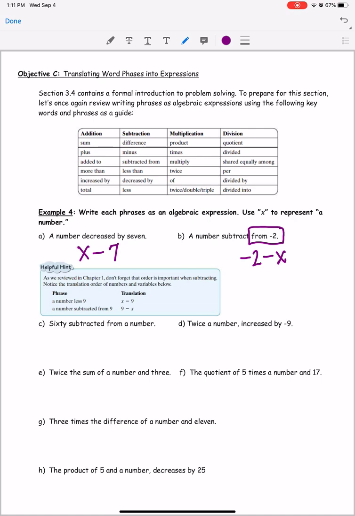Okay, so for example, 60 subtracted from a number. There's that word again. Because it is from, we have to start with a number and subtract our 60. On D, twice a number increased by -9. Twice means to multiply. So instead of doing 2 times x, we need to get in the habit of twice a number just looks like 2x. Increased right here means to add. So plus a -9.